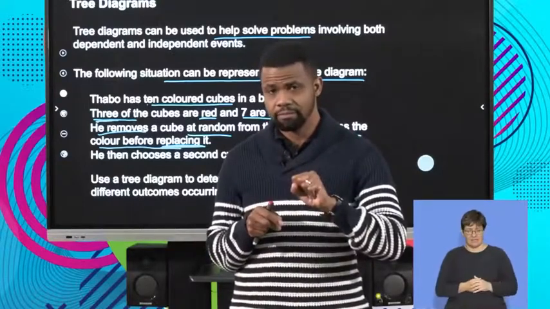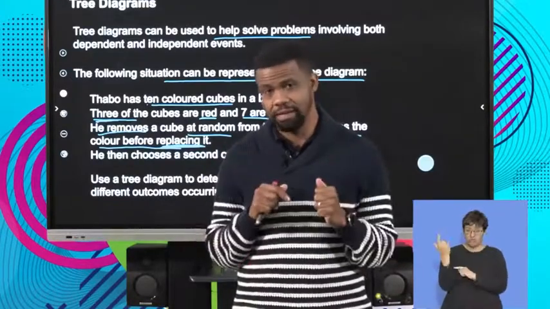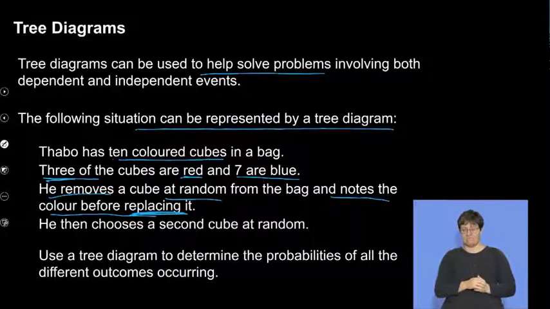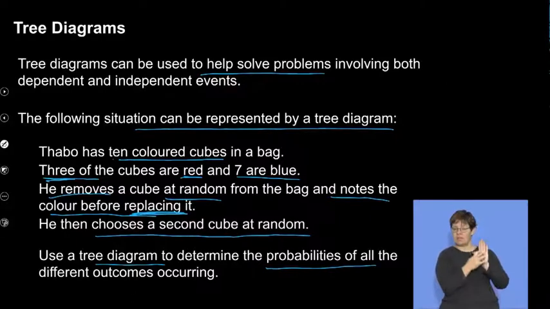He's replacing now. Will it change the probabilities? Will this change the tree diagram? How would it look? So let's see. Then he chooses the second cube at random. Use the tree diagram to determine the probability of all different outcomes occurring.